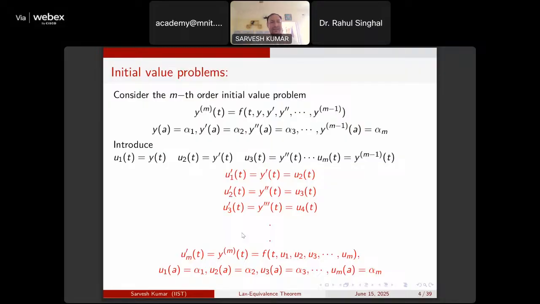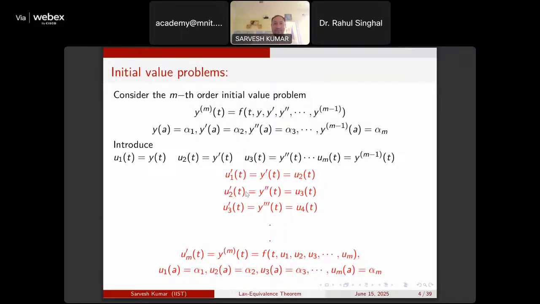So suppose we have an initial value problem, let's say an mth order initial value problem. The idea is I can convert this to a first order system. Any mth order problem can be converted to a set of first order initial value problems like this. Just introduce some variables u1(t) equal to y(t), u2 equal to y'(t), etc. Then I can rewrite this mth order equation as a first order system. The way I'm converting, these are equivalent, meaning either we solve the system of equations or directly this, both will have the same solution.